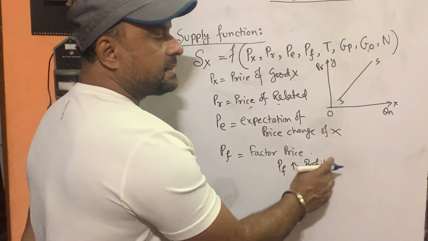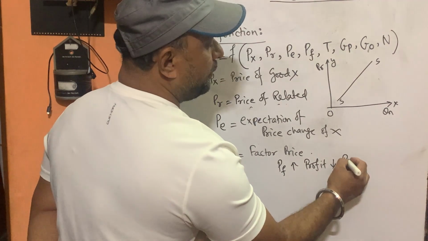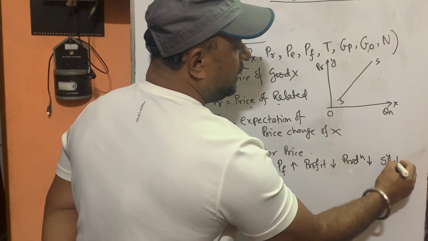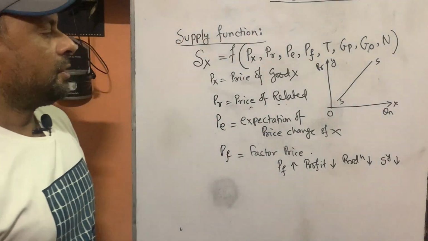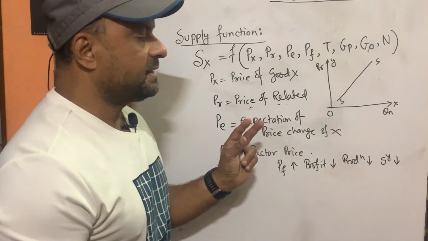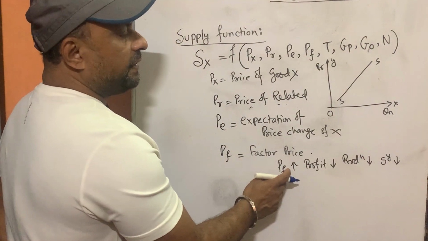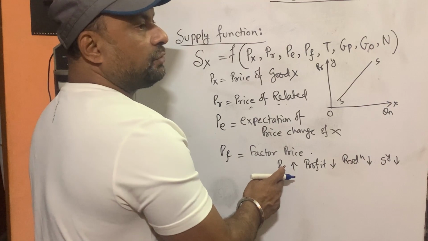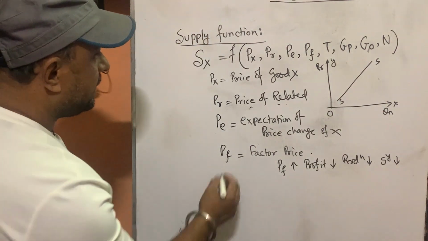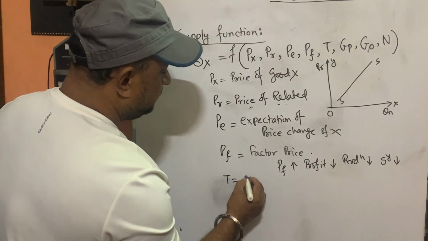If profit reduces, it induces him to reduce the production. So production will fall. If production falls, then supply also will fall. So with the rise in the factor price, producer supply will fall. Reverse thing, if the price of factors of production reduces, it will make him more profit and his supply will increase.